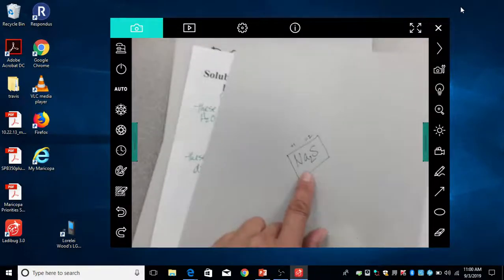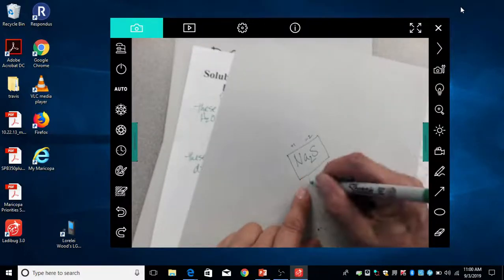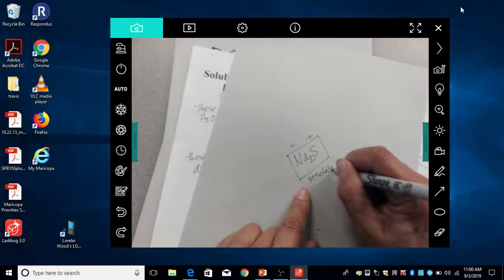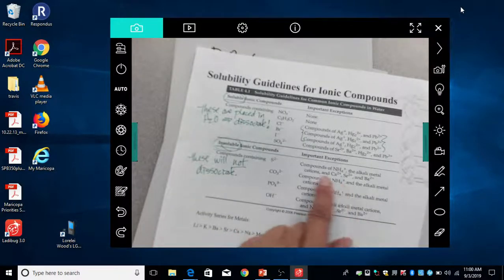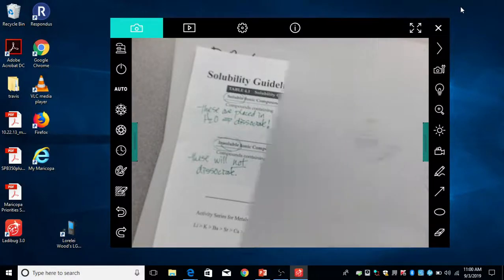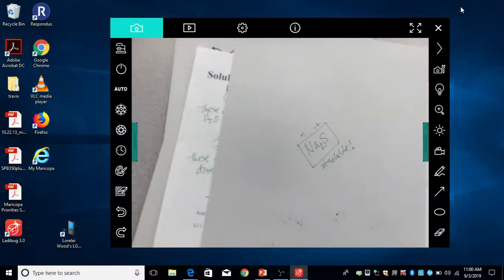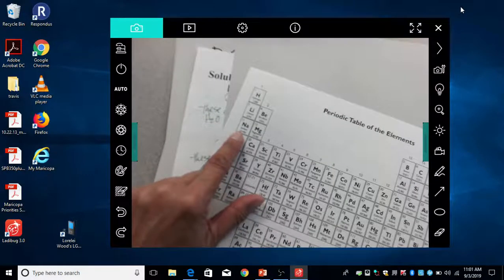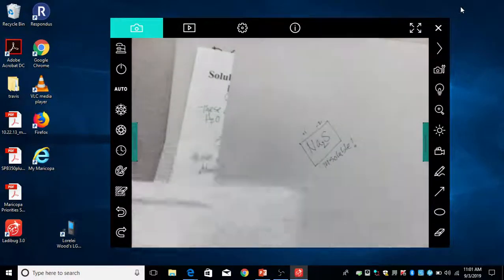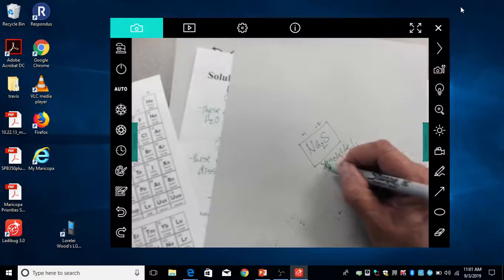So is this soluble or insoluble? Insoluble, yes. It also says the alkali metal cations on there. So wouldn't it be insoluble? Thank you. So if we look at the periodic table, let me get a periodic table here. Where's sodium? Alkali metal cation. Very good. So this is actually soluble.